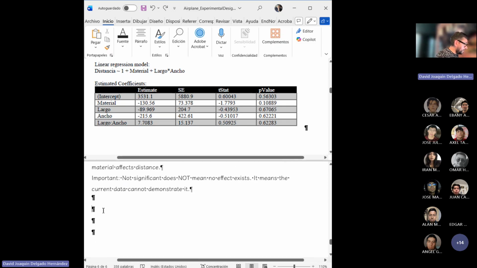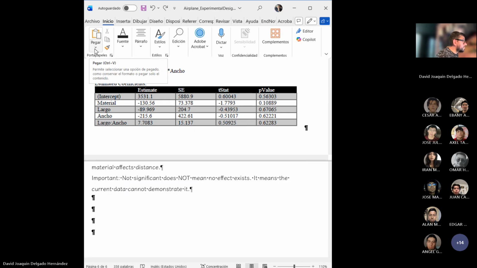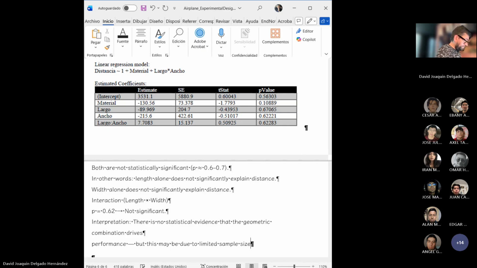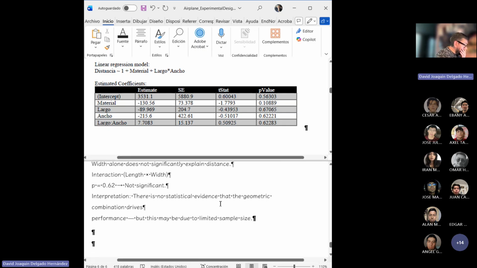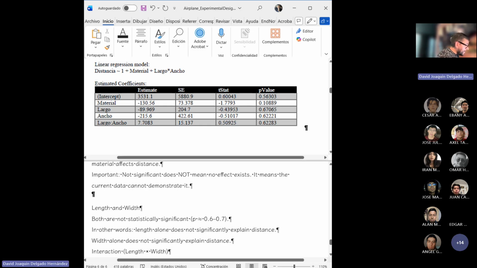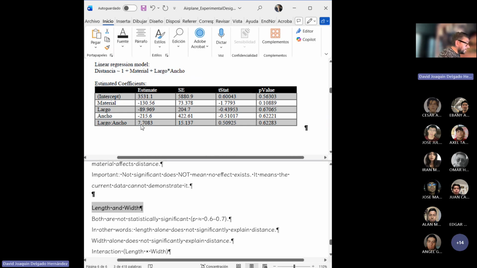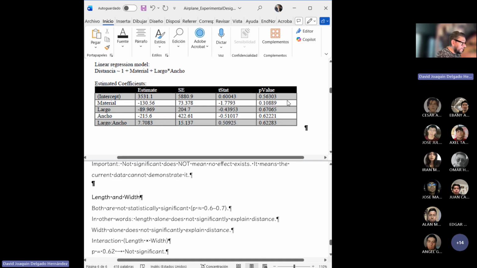Let's go for the following interaction. Look. Now we are going to look at the interaction between length and width, okay? Is the last coefficient. Sorry, length and width. It is length and width, the following two variables. Okay. Well, in this case, you can see the p-value.